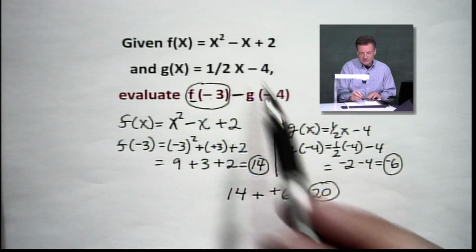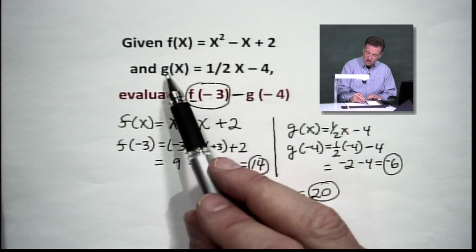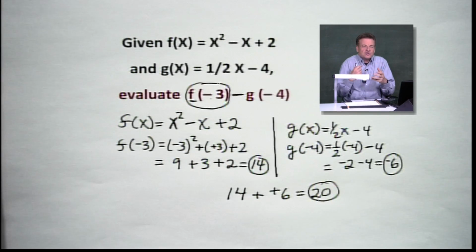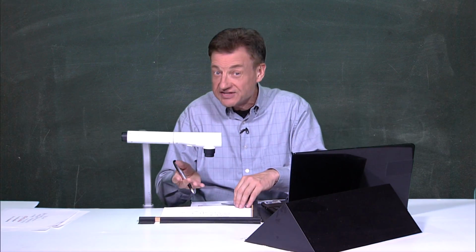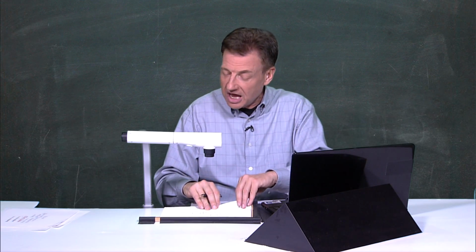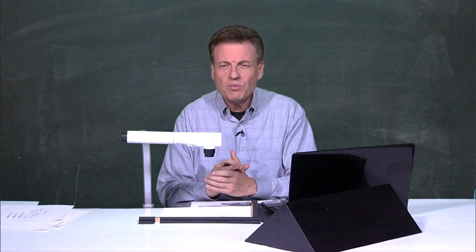So again, it's just a nice little indicator. The f tells you go to the f function. The g says go to the g function. These are two functions that are basically working together to give you a final expression, in this case, a final number. And that's the story of today. All right, now let's take a look at what we call the piecewise.